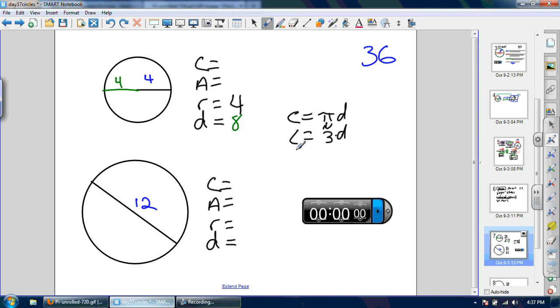Alright, so C equals 3 times diameter, which we said is 8. What's 3 times 8? Well, that's just 24.